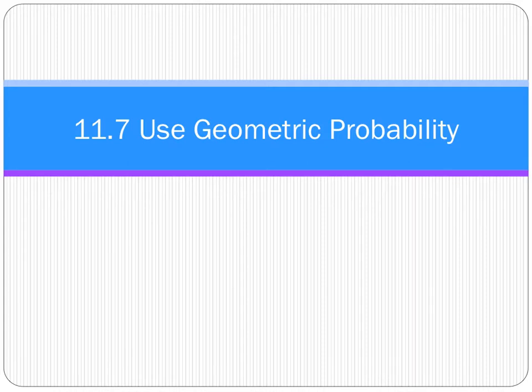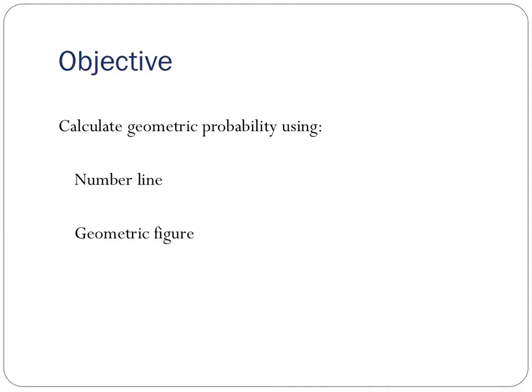So let's look at what exactly we are learning today. We're going to calculate geometric probabilities two different ways. One, using a number line, and second, using a geometric figure. Number line should be super easy. Geometric figure is when we're actually going to do area. With calculating probability using a number line.